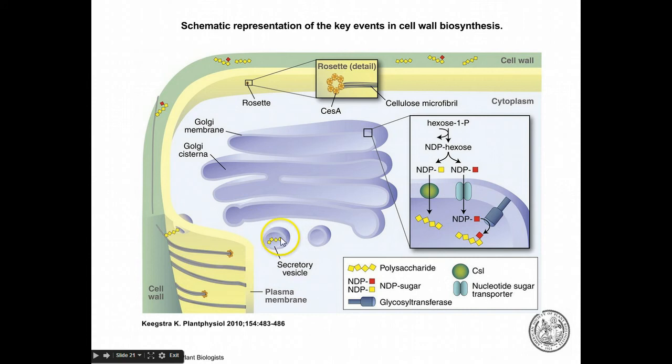And basically this is again just another cartoon that the Golgi produces these secretory vesicles which can go to the cell membrane and put their components out. And at the same time, you have all these little rosettes producing the cellulose. So you have the cellulose growing out of the cell membrane, and then the other components, the pectins, the xyloglucans, whatever, are sort of dumped out there and become part of the cell wall.